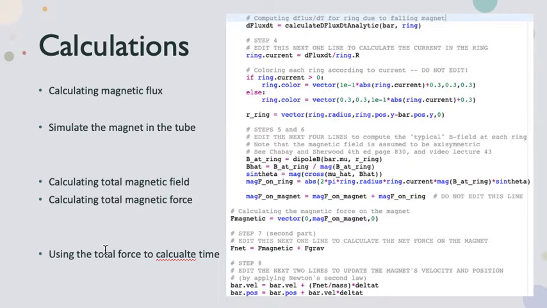Using the total force and Newton's second and third laws, we were able to calculate the total magnetic force that was used on the magnet, and from there we were able to calculate the final velocity and the final position, and then find the change in time.